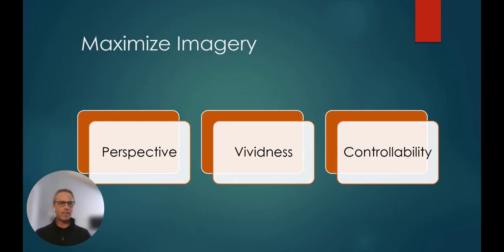All right, moving on into how to maximize imagery. Now, there are three key components to maximizing imagery. The first one is perspective, the second, vividness, and the third, controllability. Now, let's take each one of those independently.